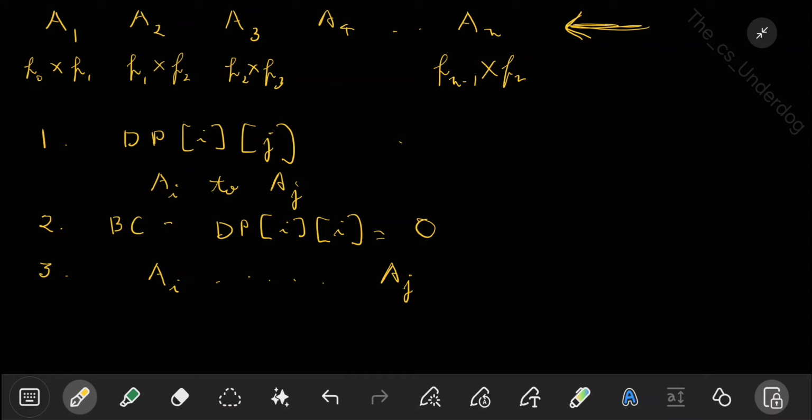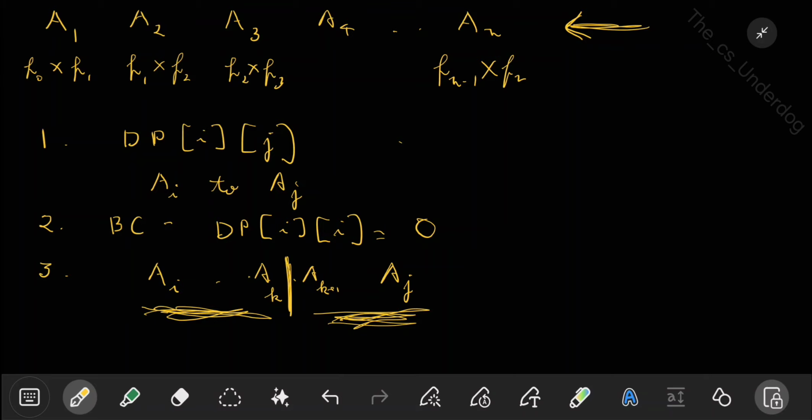I will say that some point k is there, which I'll call the split. So ak is the matrix at which I want to split. What am I saying? I will already have the result till ak. I'll already have the result from ak plus 1 till aj. If I already know both these results, then what is the total number of scalar multiplications required in multiplying this part with this part? If k is the point of split, then what is the minimum number of scalar multiplications required? This is what I want to find.